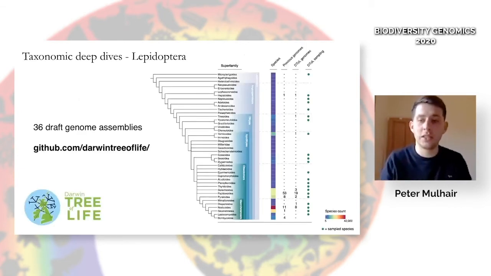So to look at homeobox gene evolution across Lepidoptera, we used data that was available from the Darwin Tree of Life project. The benefit of using this data is the broad sampling of species that they have, but also the fact that they're sampling really closely related species. And in doing so, we can get a really in-depth insight into how homeobox genes are evolving. To look at these gene families, we used 36 draft genomes that were available to us.